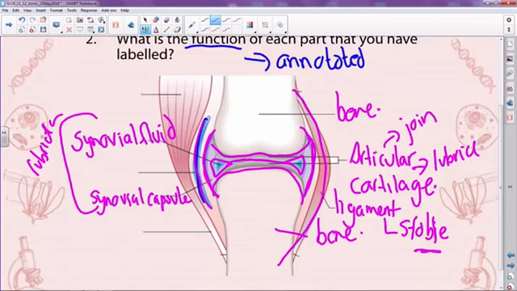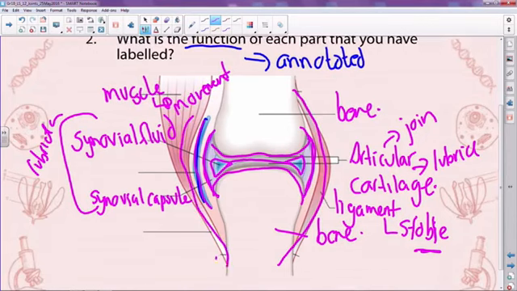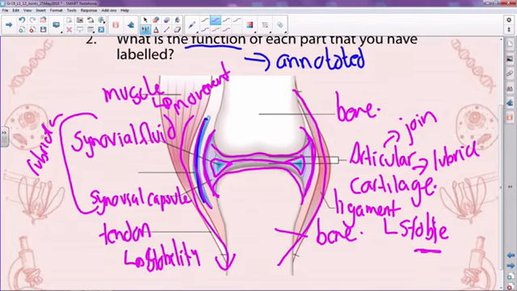Now, a joint needs to be able to move. We know that bone is very heavy, so how is a joint going to move? A joint needs muscle. Muscle supplies the movement. But a muscle doesn't join directly to a bone, because it would keep on tearing off. So we have a tendon, and the tendon's function is to join muscle to bone. Again, this word stability, to keep the joint stable. If a joint moves, it's easy for it to go out of place, so we need the tissues around it that keep the joint in place.